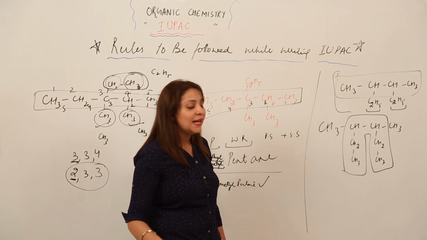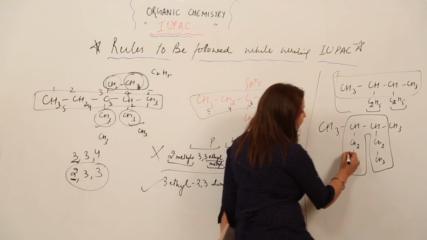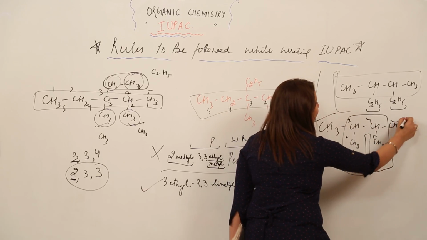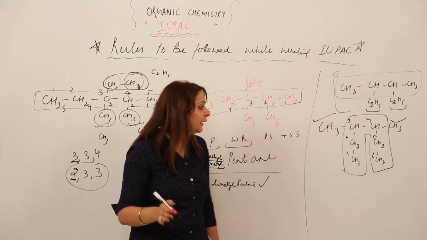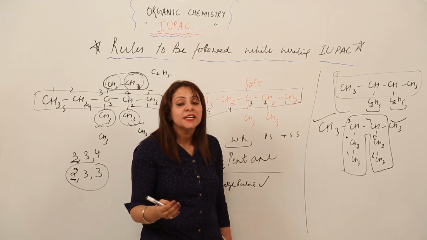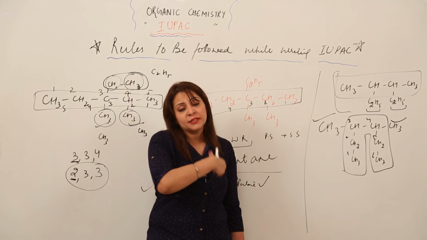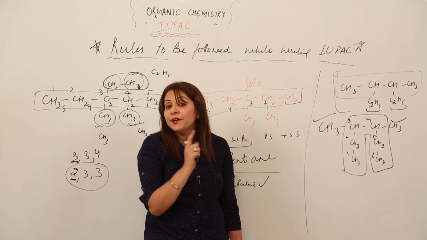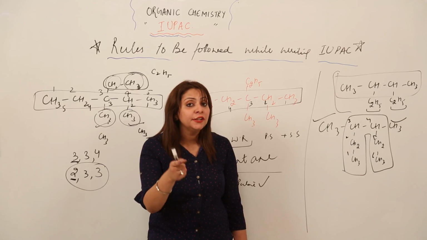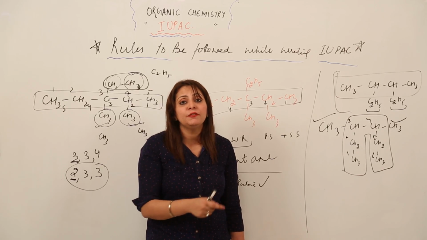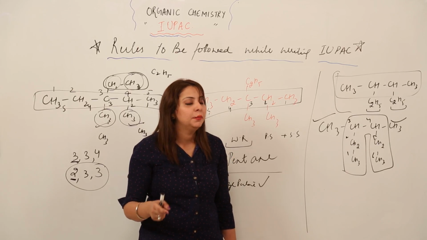Now the second step is that we have to number it. Either I number it from this side or from this side. That means 2 methyl groups are getting the same number, that is 3 and 4, right? Because these substituents are the same, it hardly makes a difference whether I start from here or that side. But if they differ in alphabetical order, then the group whose alphabet comes first is given the smaller number, right?